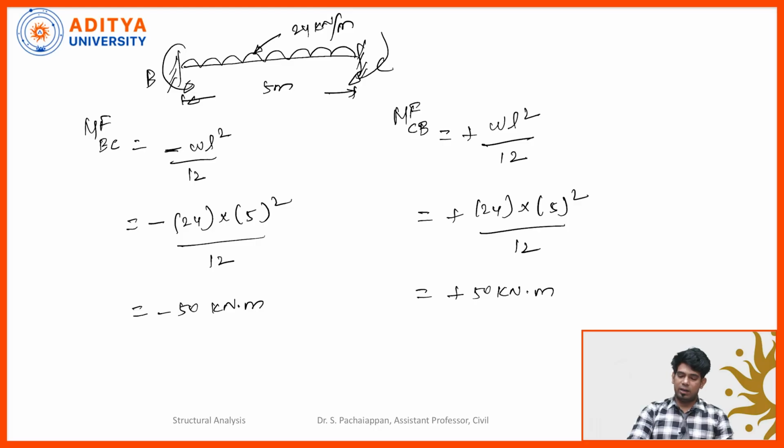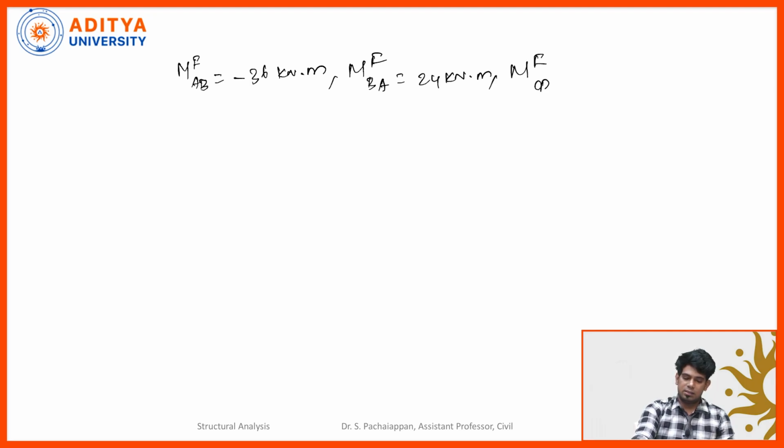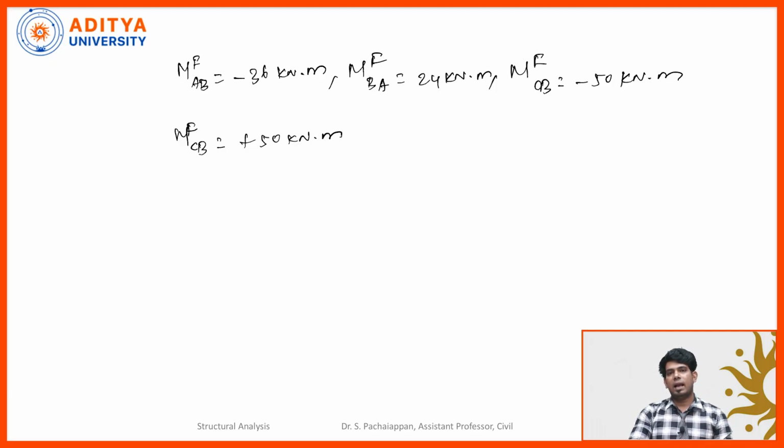So in summary, we have calculated all the fixed end moments here. Let's write all the fixed end moments here. MFAB equal to minus 36 kilonewton meter, and then MFBA equal to 24 kilonewton meter, and then MFBC is equal to minus 50 kilonewton meter, and then MFCB equal to plus 50 kilonewton meter. So now we have calculated all the fixed end moments.